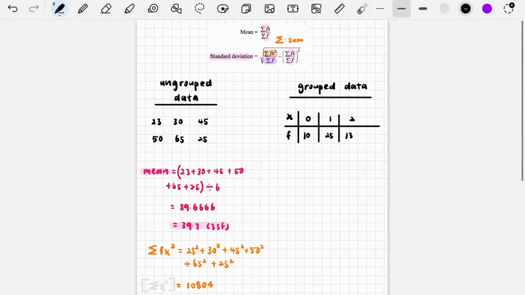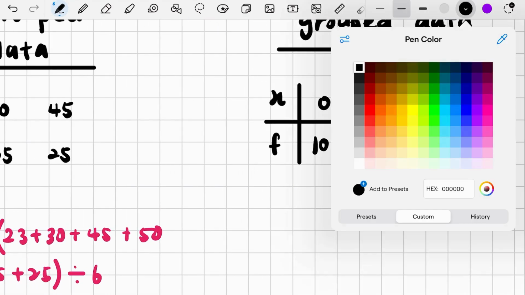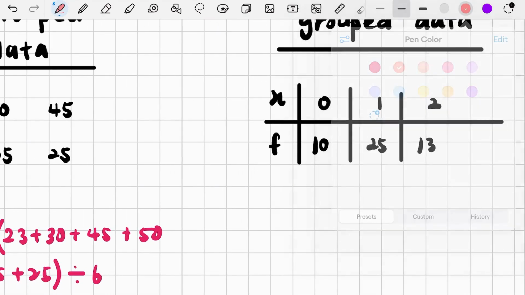So this is for ungrouped data. That means your data is all over the place. Okay, so use that. So what about grouped data? Grouped data, same thing. We're going to find our mean first, right? Okay, so your mean, how do you find your mean?